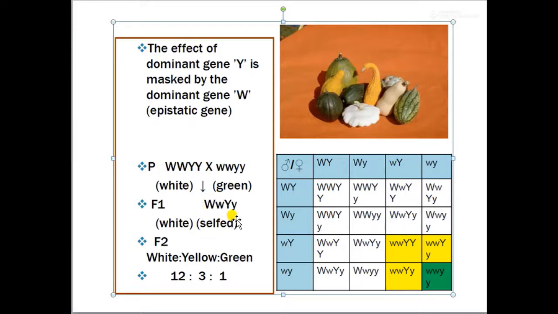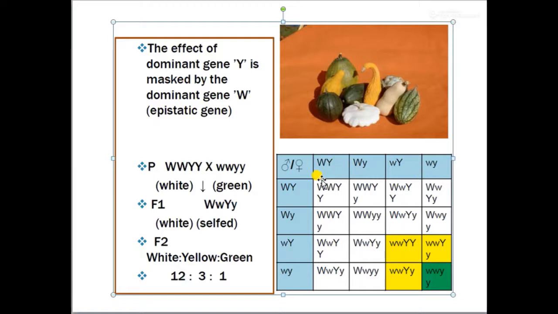And when this hybrid is selfed again to get the F2 generation, you get different types of fruits. You will get white fruits, yellow fruits, as well as green fruits. And of course, this is quite clear to you, the Punnett square and the different gametes which are possible from it. If you have WwYy, we have capital letter W and capital letter Y, capital letter W and small letter y, small letter w and capital letter Y, and small letter w and small letter y.